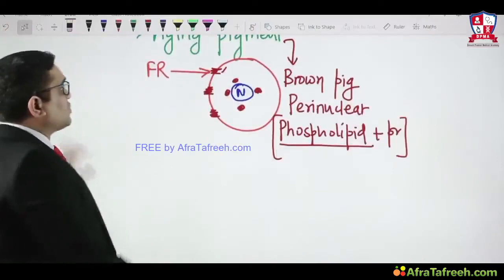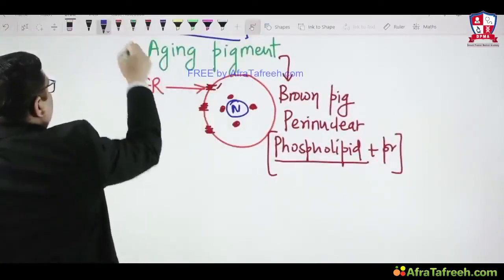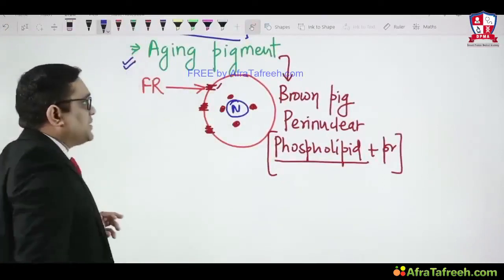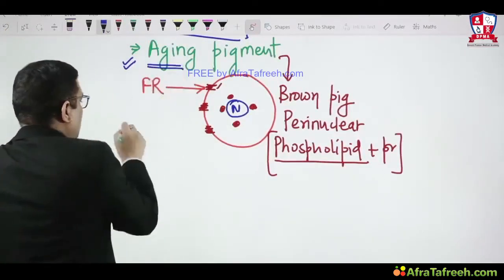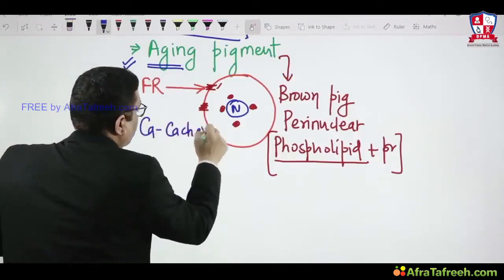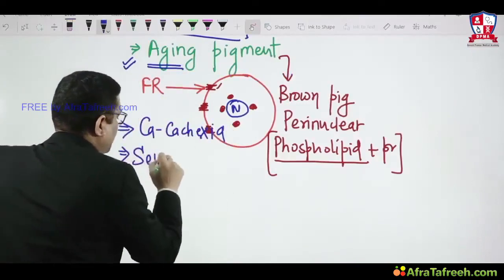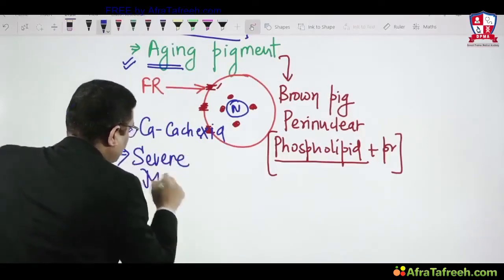But here what we need to notice is that it is not only aging where you will find this pigment. This pigment is also seen in certain pathological conditions like cancer cachexia. Cancer cachexia can be also seen in severe malnutrition.